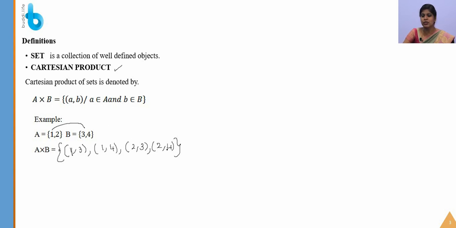And the number of elements in the Cartesian product will be the product of the number of elements in the two sets. See, in set A we have 2 elements and in set B we have 2 elements. So 2 into 2 is 4. Therefore, in the Cartesian product the number of elements will be 4. Okay, we'll move on to the next definition.